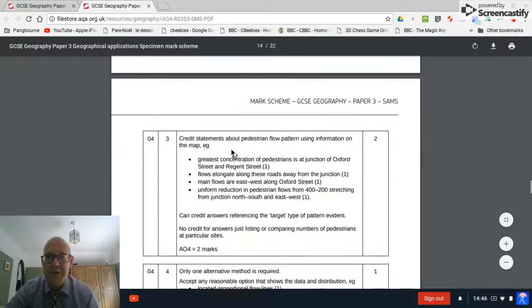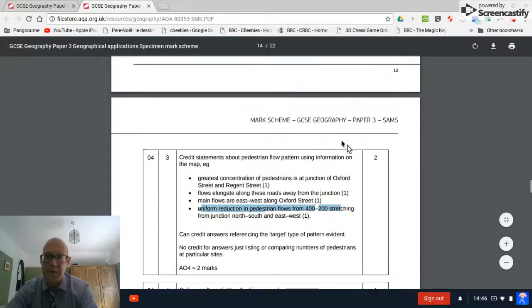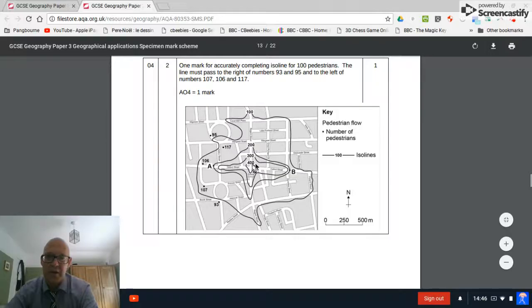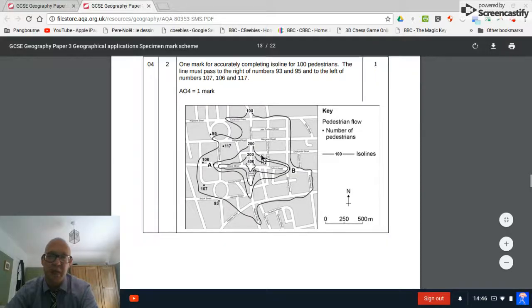Credit statements about pedestrian flow patterns using information on the map. Greatest concentrations of pedestrians at the junction of Oxford Street and Regent Street. We can see that. Flows elongate along the roads, west to east and a little bit to north and south. Uniform reduction in pedestrian flows stretching from north to south. Okay, go back and have a look at it. Well, there it is. I'll show you the finished one. Very, very simple things, describe questions.